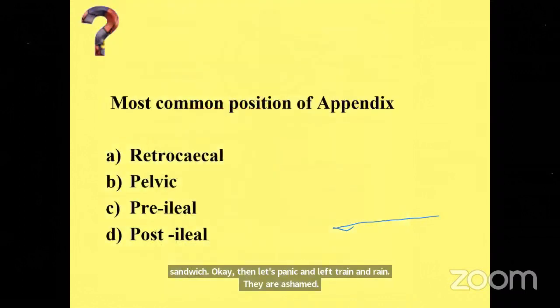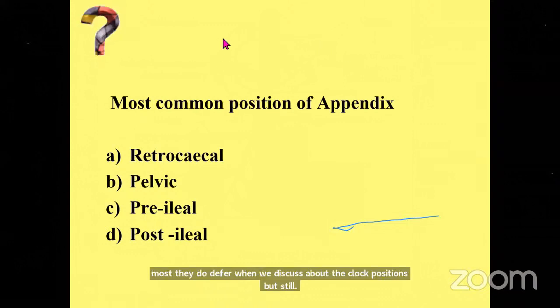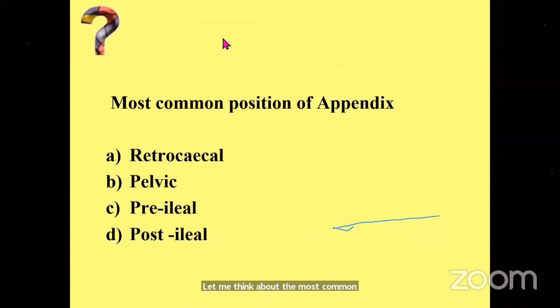Now, the next thing is the most common position of the appendix. We all know the different positions of the appendix: retrocecal, pelvic, pre-ileal, post-ileal. Some of the books do differ when we discuss the clock positions, but when we think about the most common position, they all comment the same. Yes, the answer is retrocecal. Okay, so retrocecal is the most common position.